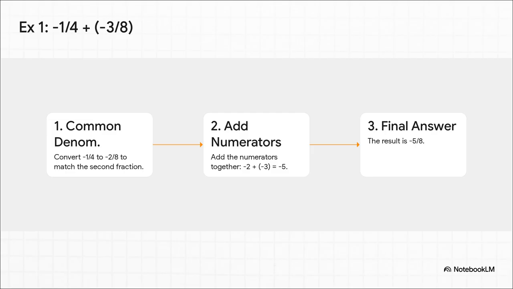Think of it on a number line. You're already at -2, and you're going 3 more into the negative. That lands you right on -5. So the final answer is -5/8.